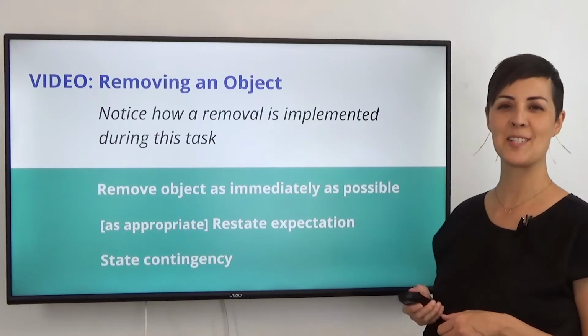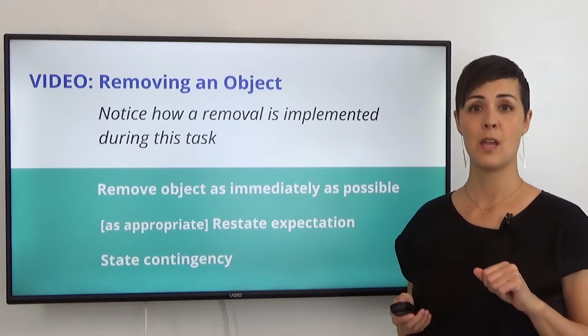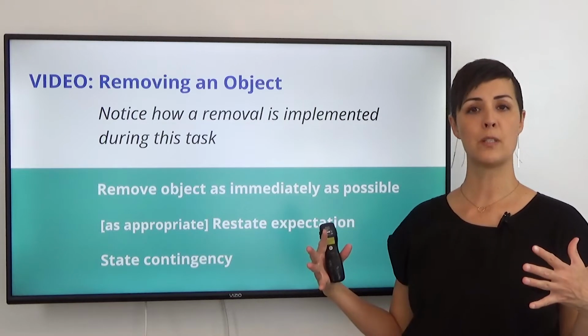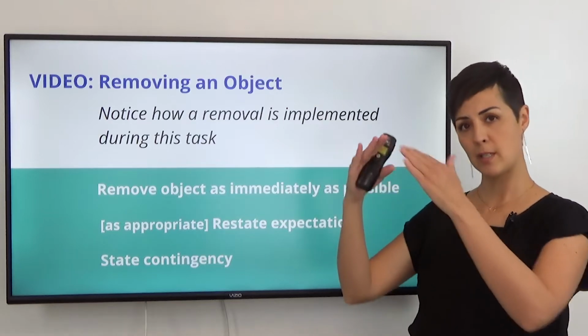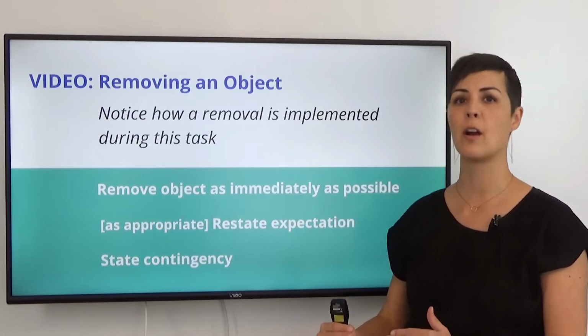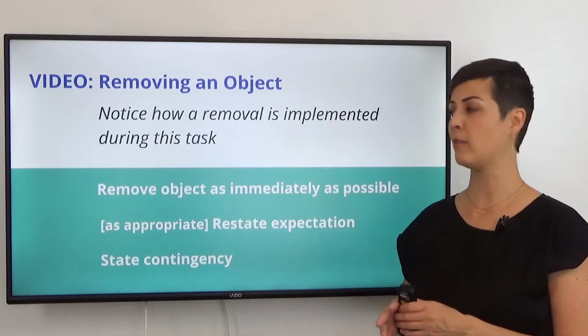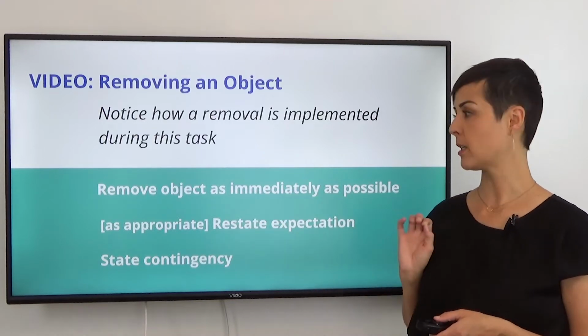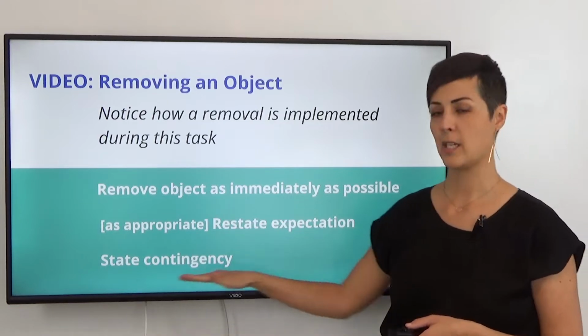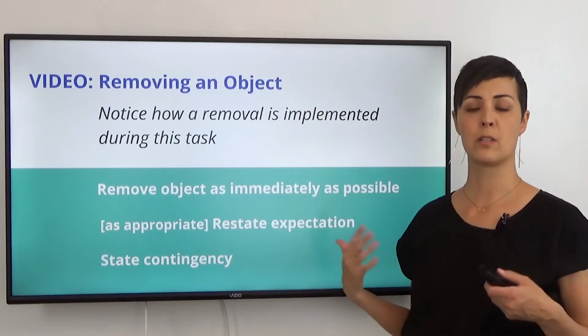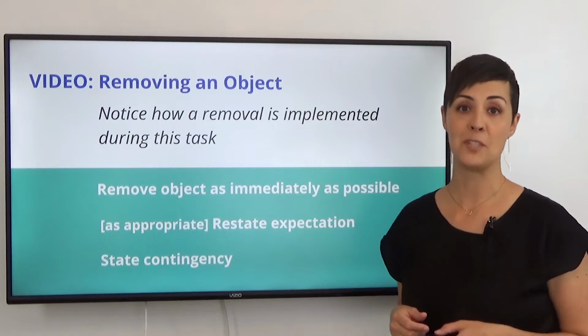Okay, so I want to show you this video, removing an object from a student. And this is happening during whole group instruction. All I want you to notice is how the removal is implemented. You're not going to see the whole sequence, steps 1 through 5, but you will see how the object is removed in terms of removing it immediately, restating the expectation, and stating the contingency. Would you just look at what this looks like for removing an object?